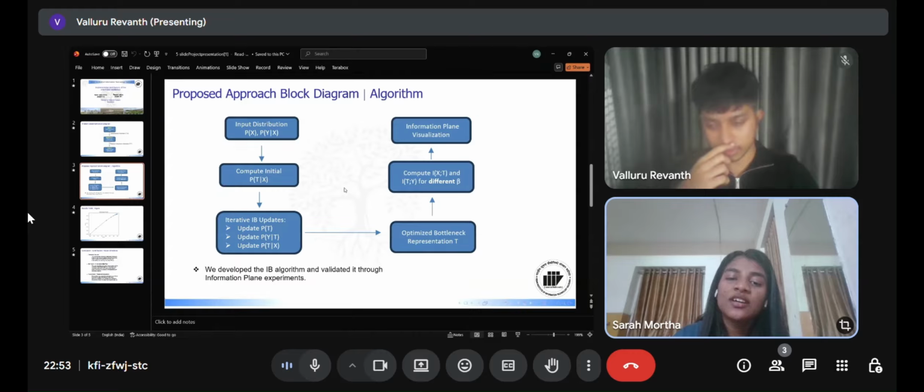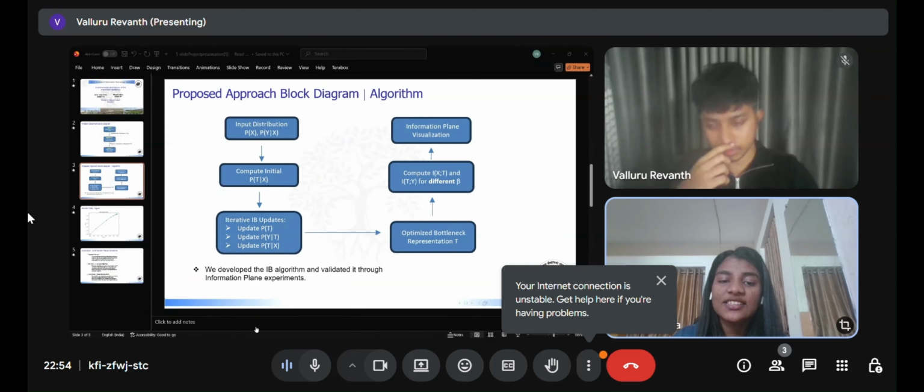We then compute I of x and t, the information between x and t, and the information between t and y, for various values of beta to understand the trade-off between compression and relevance. Finally, we visualize these values on the information plane to study how well the bottleneck performs and validate the behavior of the algorithm. So this workflow shows how we implemented the information bottleneck algorithm end to end and analyzed its performance.